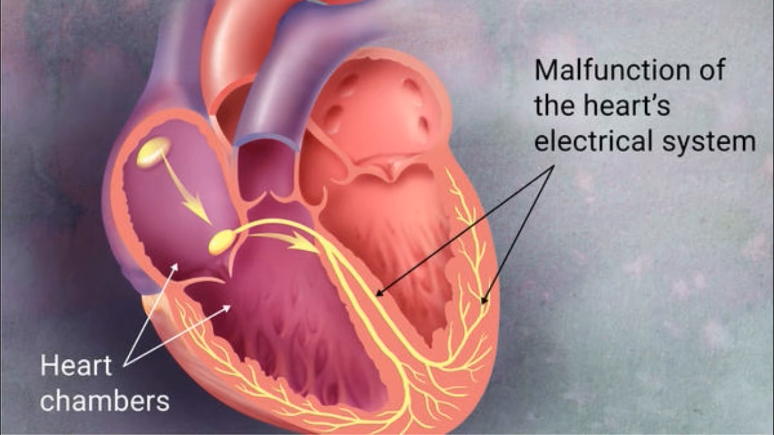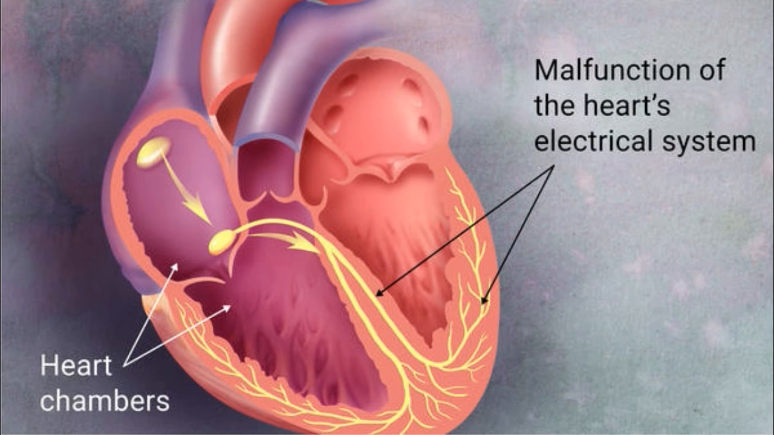Atrial fibrillation. Atrial fibrillation, AF, is a common heart rhythm disorder. AF is the chaotic quivering of the upper chambers of the heart, the atria. This quivering reduces the efficiency of the heart and can lead to a rapid heart rate. In addition to rate problems, AF causes blood to pool in parts of the atria that increases the risk of forming clots that could lead to a stroke.